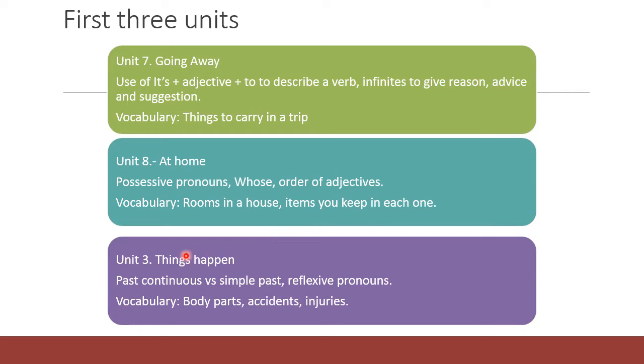Now, unit number 9, things happen. Here we learn about the past continuous versus simple past. We learn how to form the past continuous, how to form the simple past, and how to differentiate one from the other. And we also talk about the reflexive pronouns. In vocabulary, you have to memorize the words about body parts, accidents, and injuries.